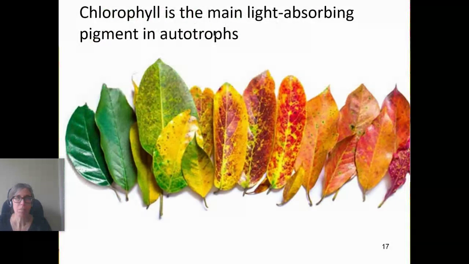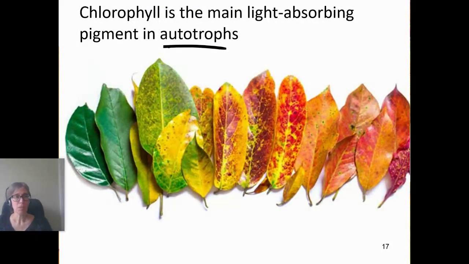So chlorophyll is the main light-absorbing pigment in autotrophs. There are some autotrophs that use different pigments. There are bacteria that use different ones, and we'll talk about them a little bit, but mainly we'll be talking about chlorophyll. There's chlorophyll A and chlorophyll B.